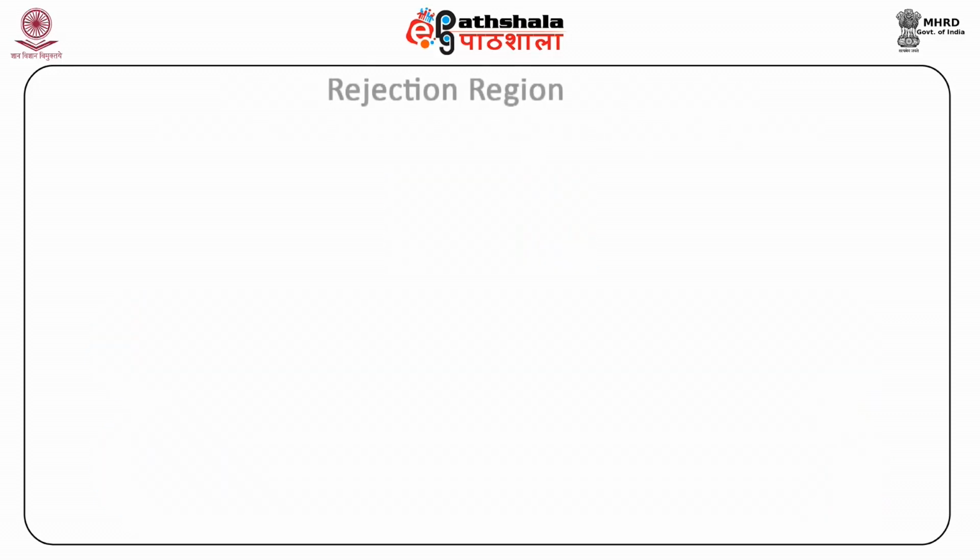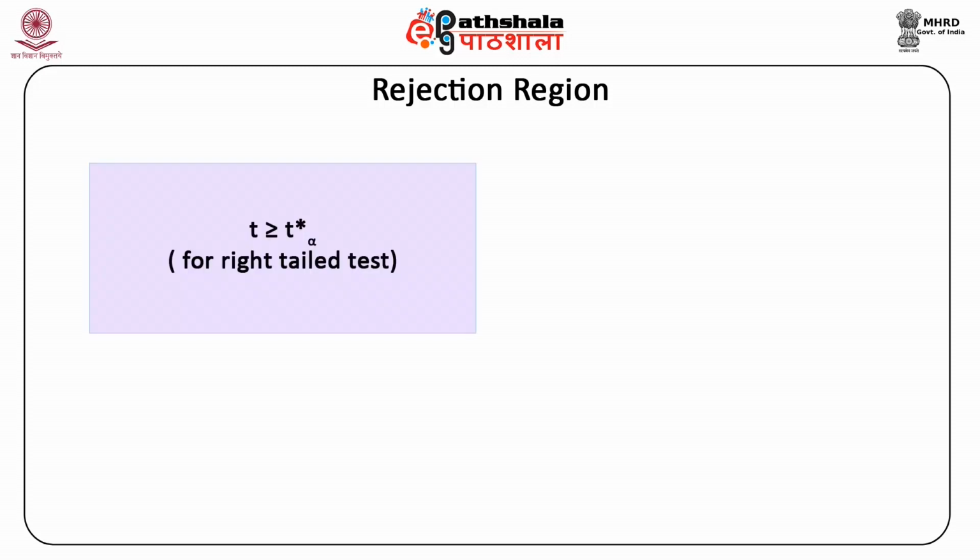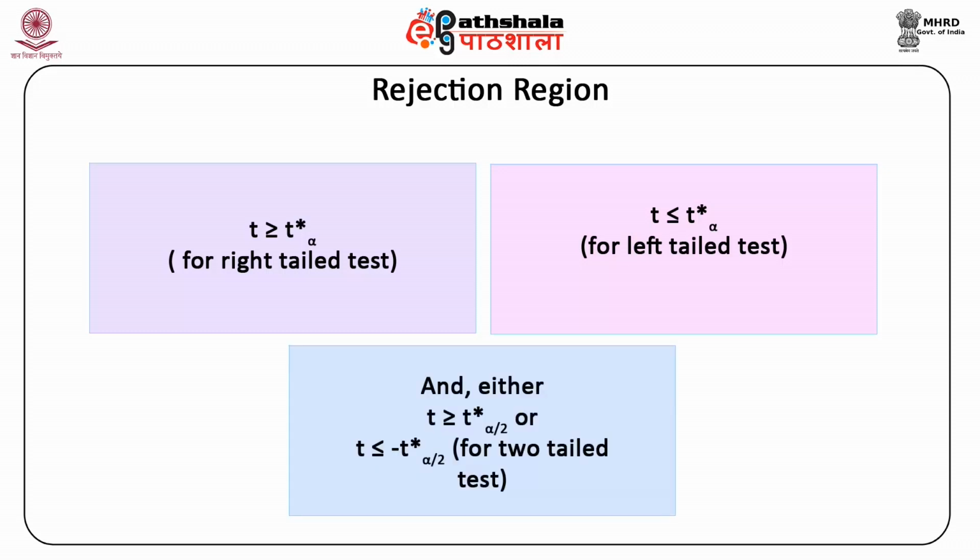The rejection region for a level of significance alpha is given by t greater than or equal to t star alpha for a right-tailed test, t less than or equal to t star alpha for a left-tailed test, and either t greater than or equal to t star alpha by 2 or t less than or equal to minus t star alpha by 2 for a two-tailed test.